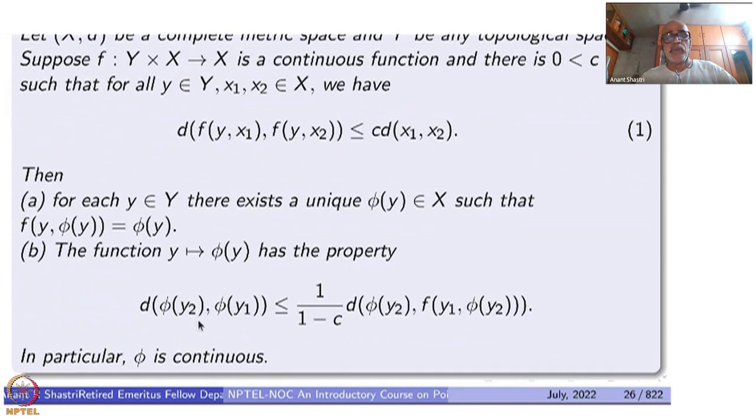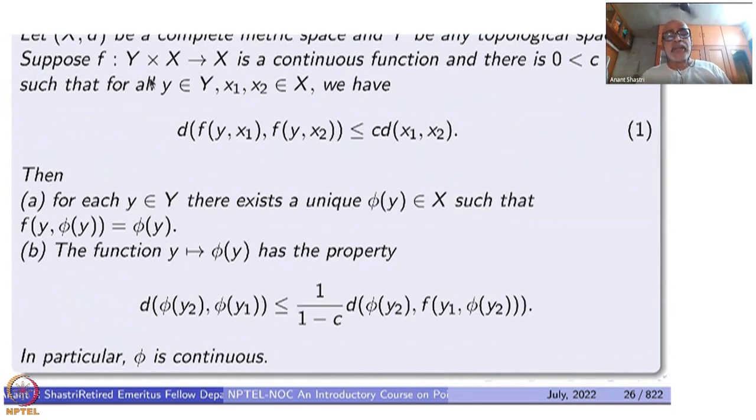The distance between phi(y1) and phi(y2) is dominated by this one. So if y1 and y2 can be controlled, then this can be controlled. Therefore, this left hand side can be controlled is the conclusion here.